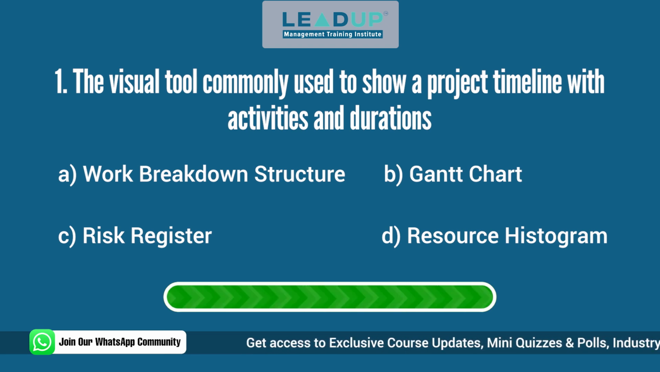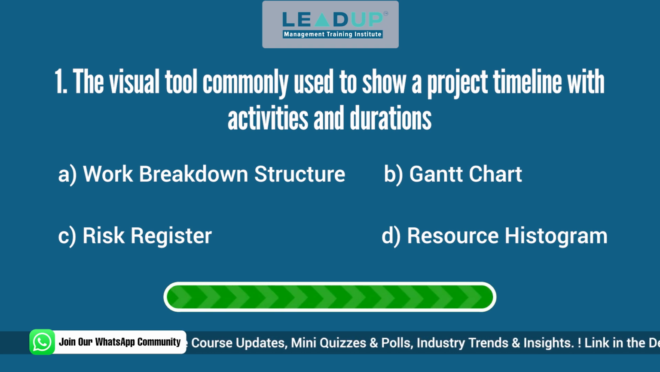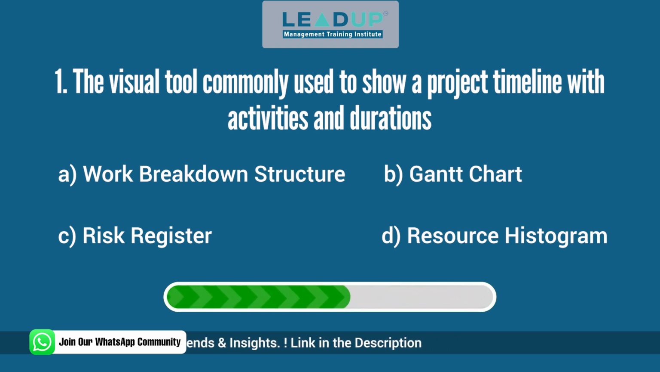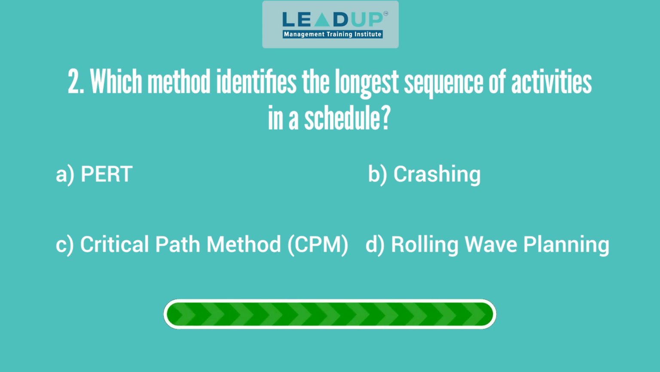A. Work breakdown structure, B. Gantt chart, C. Risk register, and D. Resource histogram. Answer: Gantt chart. Question 2.